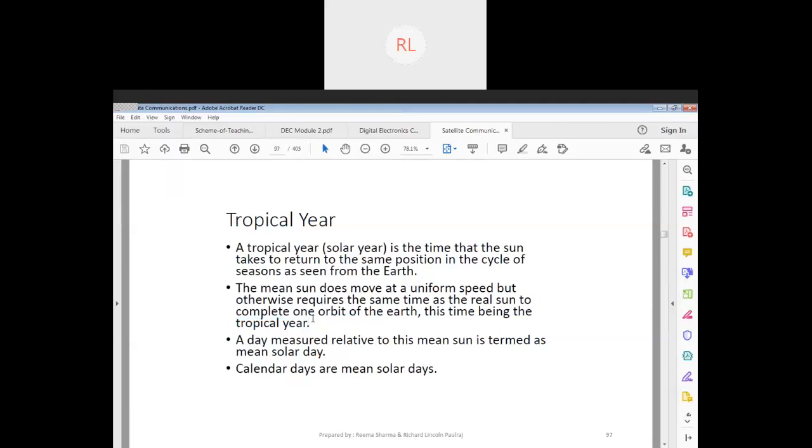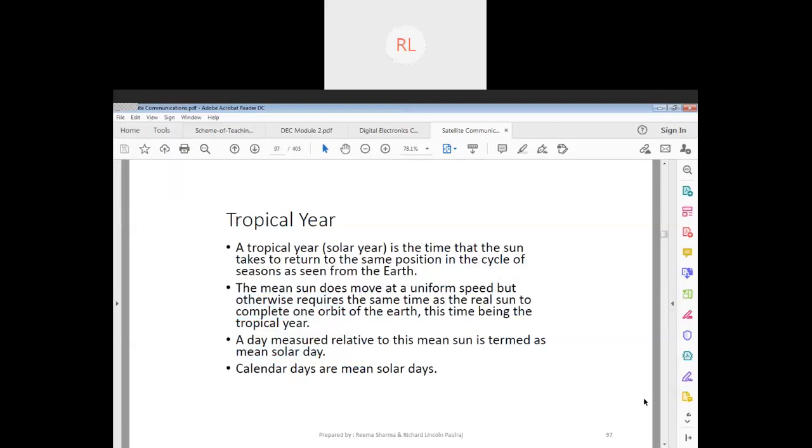Tropical year, or we can even call it a solar year, is the time. Now questions can be asked: write a short note on the tropical year, or problems could be asked based on the tropical year to calculate these values. Tropical year, or solar year, is the time that the sun takes to return to the same position in the cycle of seasons as seen from earth. So what are those seasons? We have summer, we have winter, we have the rainy season, and we have spring. So these four seasons.